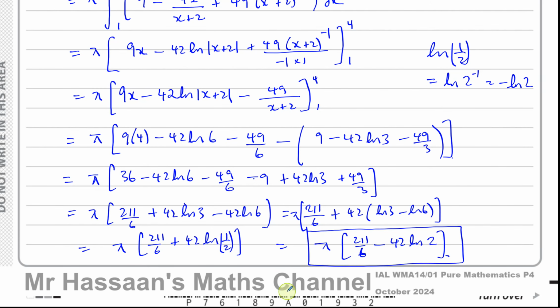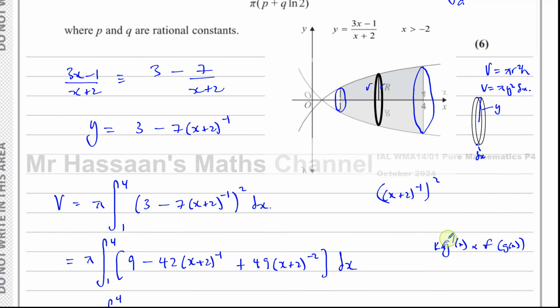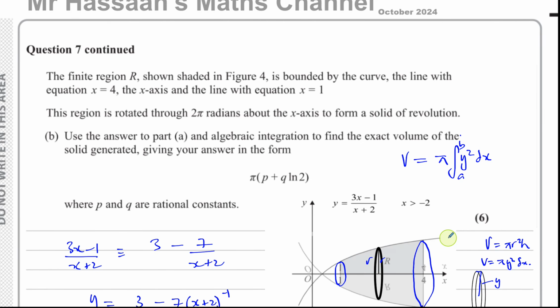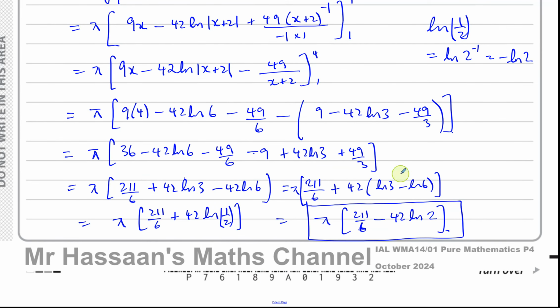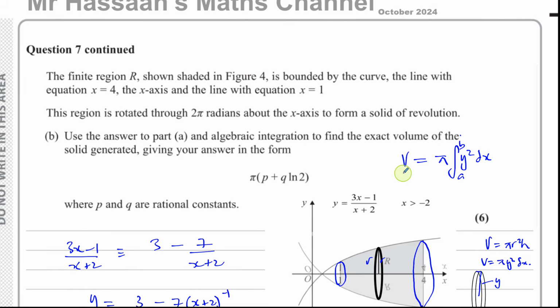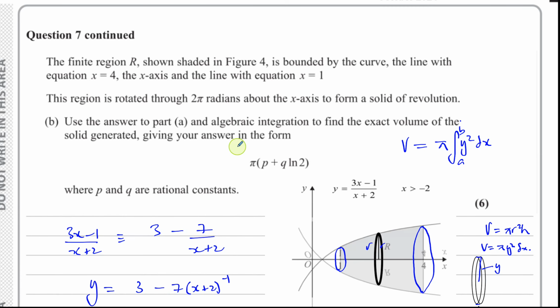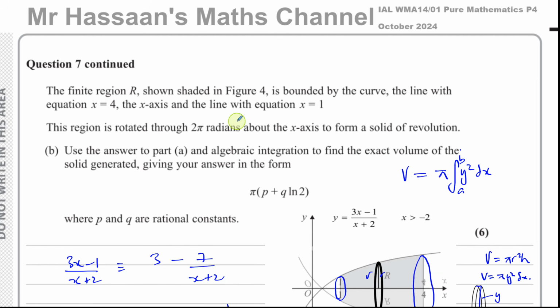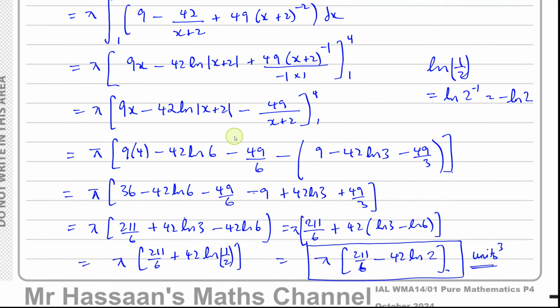So there we have the answer to this question. And it says use to find the exact volume. So we can say units cubed. Not really necessary, but that makes it more complete. And there's the answer to question number 7, part B. And I think that was the end of question 7. That's right. So that completes this question.